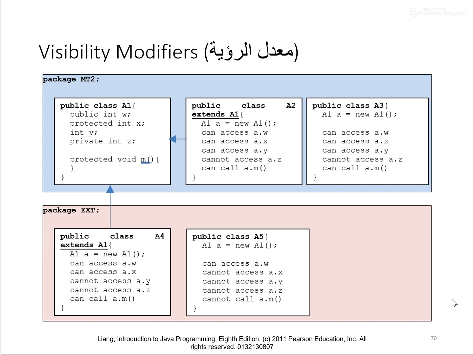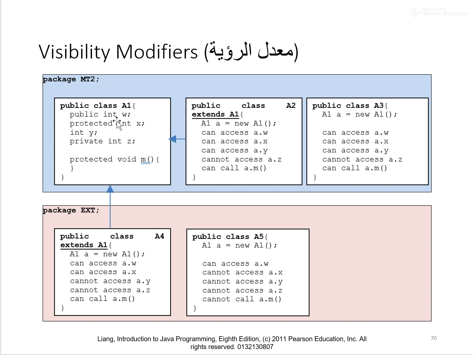And we have another package down here in red called EXT. Think of it as an extension. And this is the main class that we're talking about. We have a class A1, okay? And it contains a public integer, W, a protected integer, X, an integer Y with default visibility level. You can see we have nothing, no keyword in front of that. And we have a private integer, Z, and just for fun, I added another method with protected visibility level. Visibility level for this method M will be the same as for the protected integer X, because they're both protected.